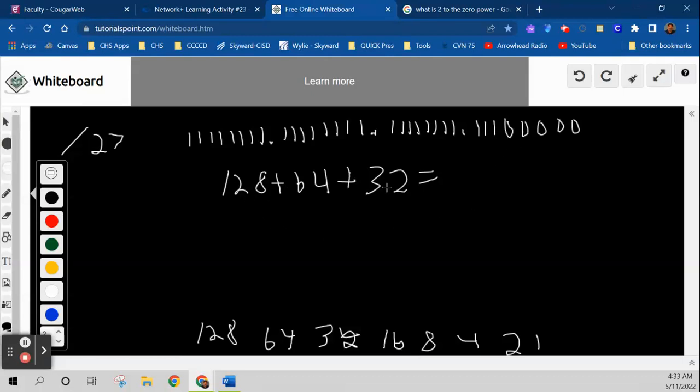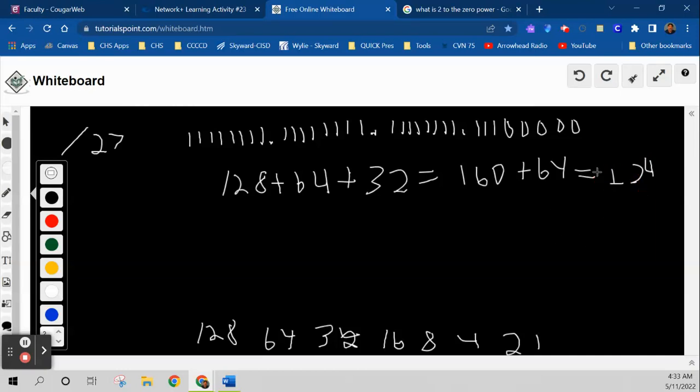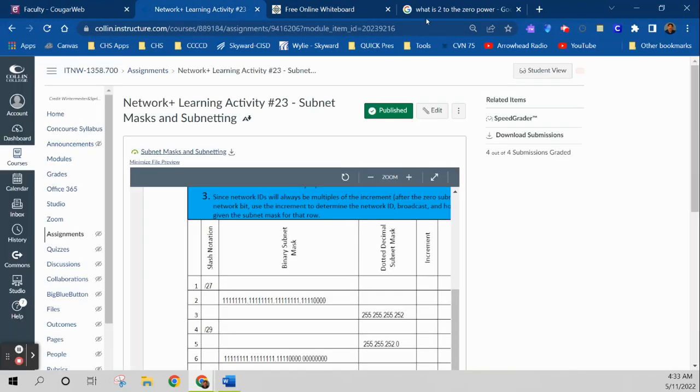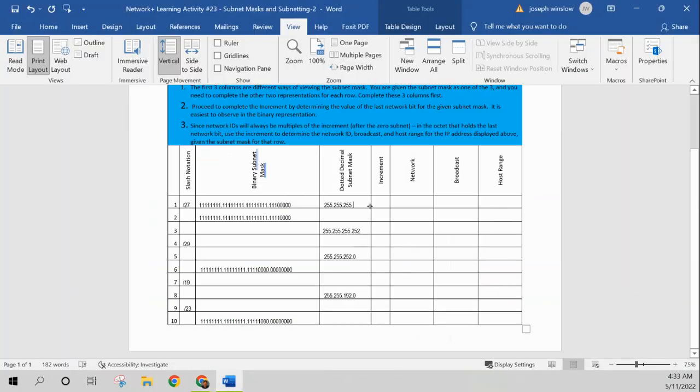So 128 and 32 is 160. Remember, I just added the first number to the last number. 160 plus 64 is 224. Sorry, my handwriting is horrible, especially on this board. So basically, what happens is on this number right here, the decimal is 224.